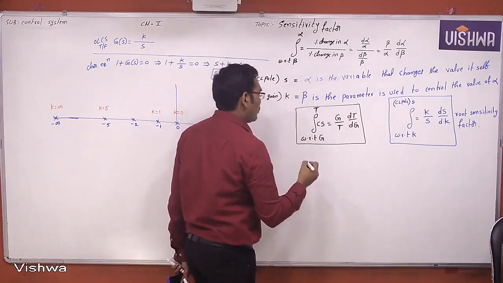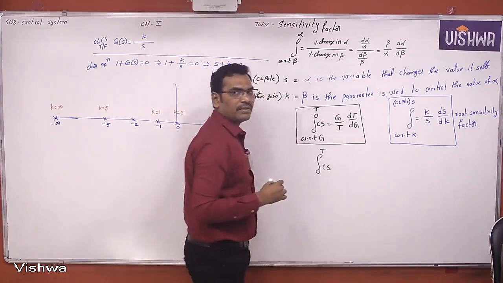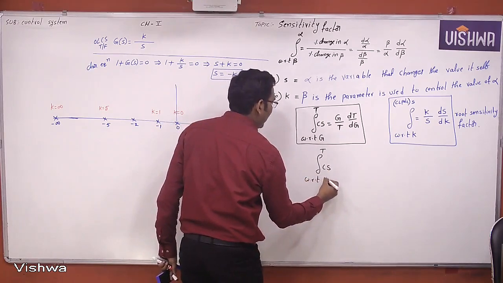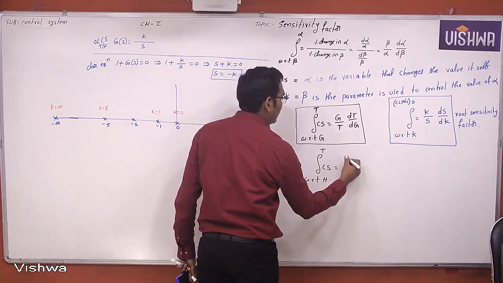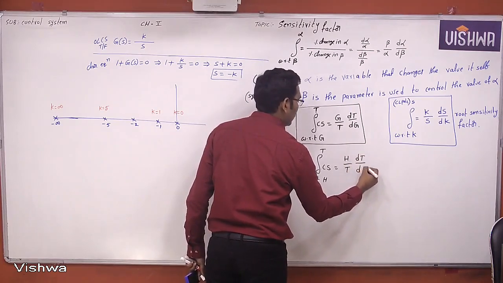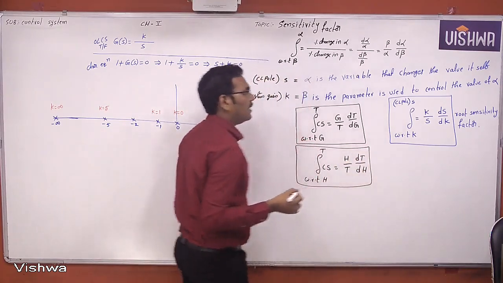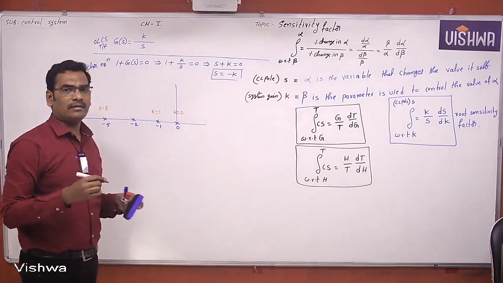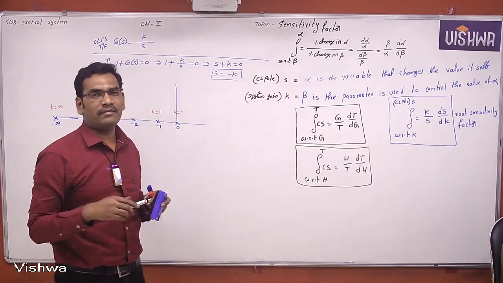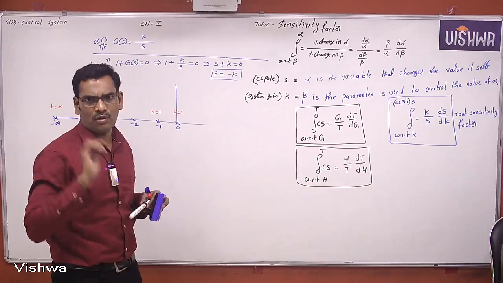I want to find the sensitivity of the control system with respect to feedback path gain, which is equal to h by t into dt by dh. This is the sensitivity of the control system with respect to feedback path gain. Like that you can find anything. That's why the sensitivity is used to describe parameter variations like forward path gain, feedback path gain, system gain, x, y and so on. Note down this.